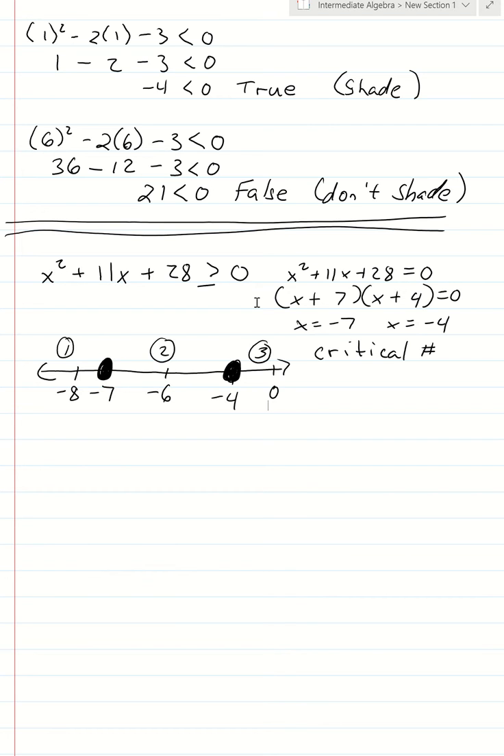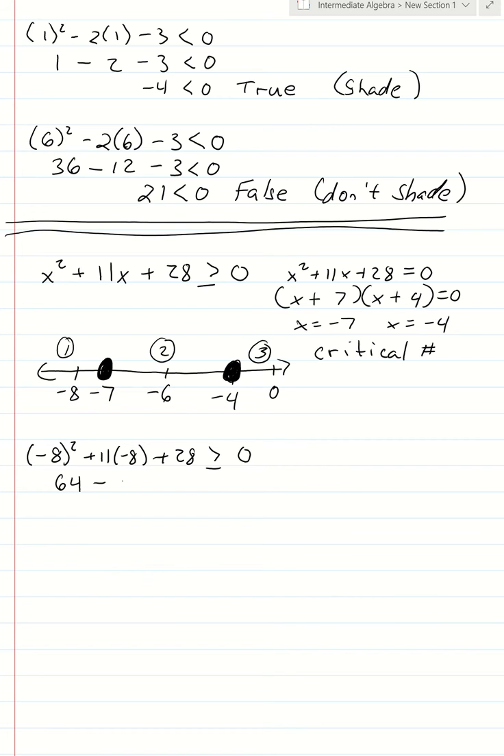Let's start first of all with the negative 8. So I'm going to take negative 8 squared plus 11 times negative 8 plus 28. We want to know, is that greater than or equal to 0? Well, negative 8 squared is 64.